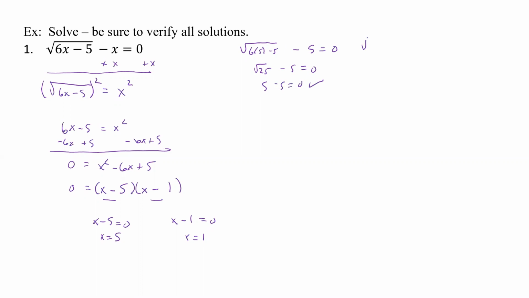Now what about the other one? So we take the square root of 6 times 1 minus 5, and then minus 1 equals 0. Well, that's 6 minus 5, which is 1, so the square root of 1 minus 1 equals 0. Well, the square root of 1 is 1, so 1 minus 1 equals 0. That checks as well. So both of these are actually solutions to this problem. All right. And so that's how you solve one of these equations, and also how to verify it.